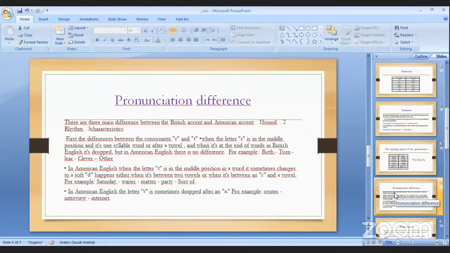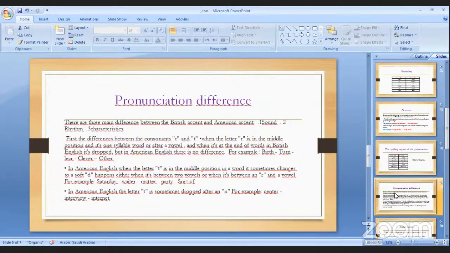First, the difference between the consonant R. When the letter R is in the middle position and it's a one syllable word, or after a vowel, or at the end of words, in British English it's dropped. But in American English, there's no difference. For example, like Leah. In American English, we say Lear. In British English, we say Leah, or clever, or other.